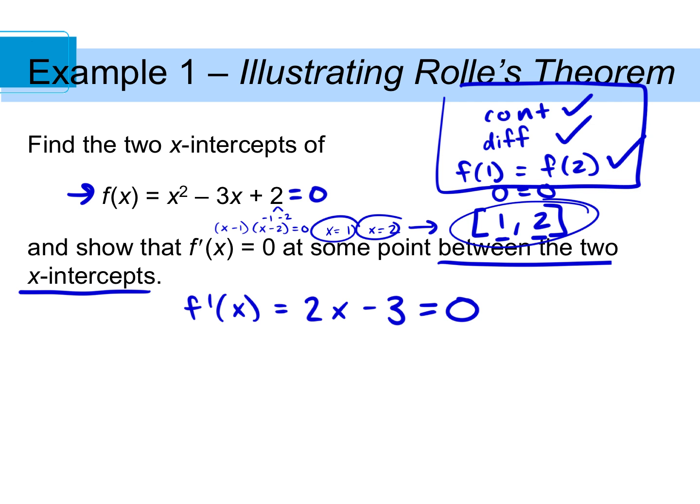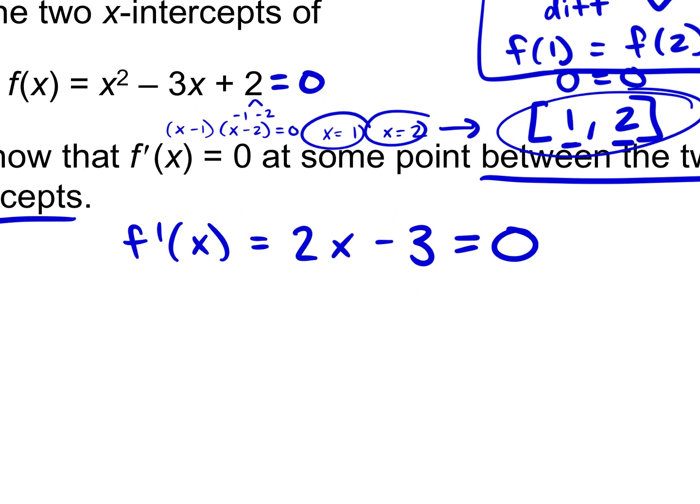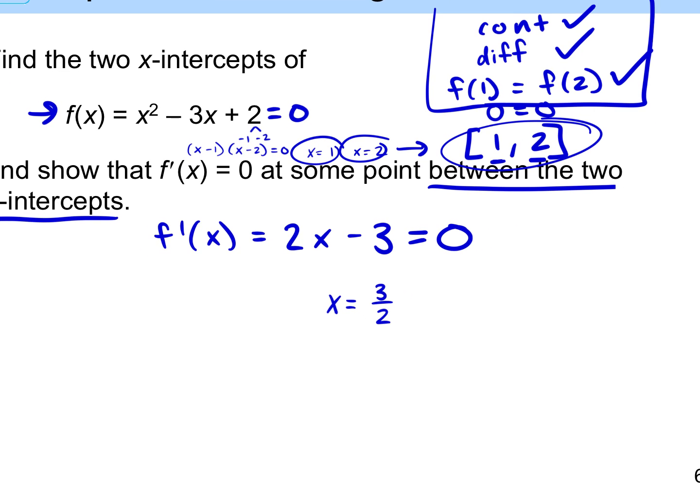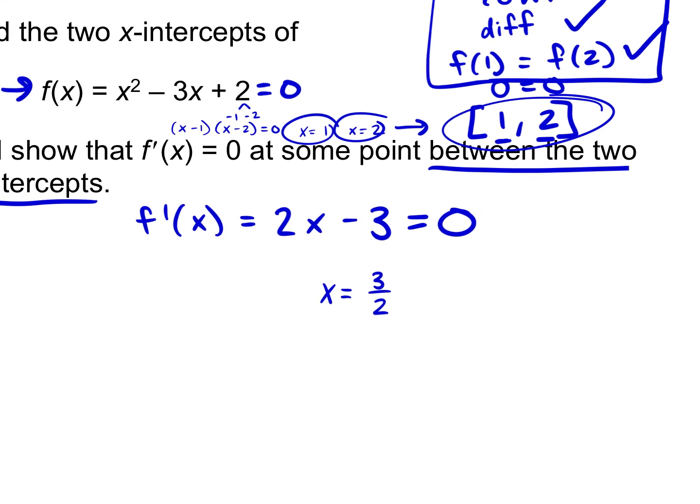So let's find where our maximum or minimum is. Because we know that because these three things are true, because it's continuous, it's differentiable, and f of 1 is equal to f of 2, we do have some point where our derivative equals 0. So let's solve. I'm going to add 3 to both sides and divide by 2. What does x equal? 3 over 2. So this is our x value where we have a maximum or minimum.